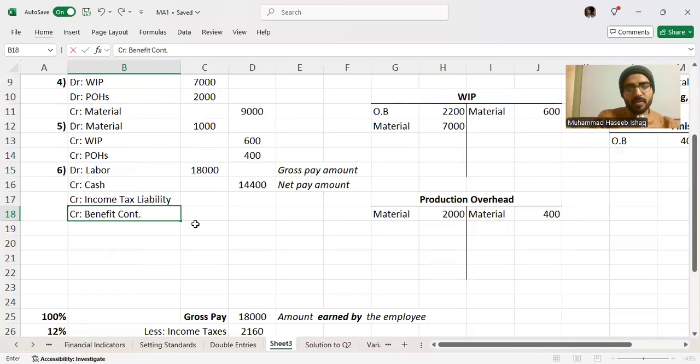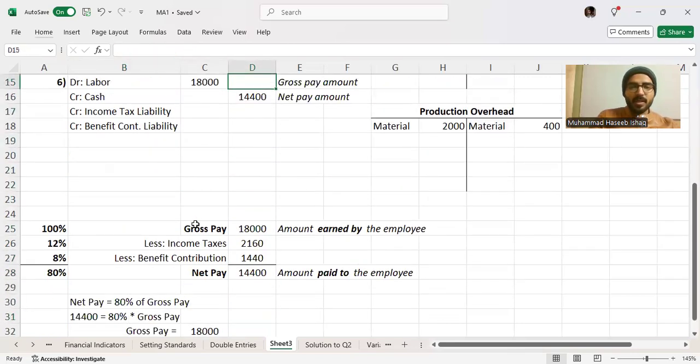Why are we creating a liability here? Because this is the amount that you separated to later pay to these authorities. You have separated the income tax of your employee, put it on another table. Why? Because you have to now pay this amount to the income tax authority at some later date. So that is why we are creating a liability, because this is the amount that you are going to pay in the future. So what are we going to write in front of it? The amount would be 2160, and here the amount would be 1440.